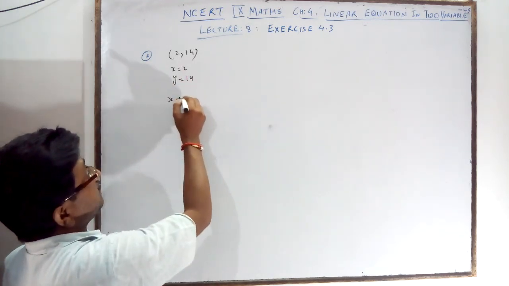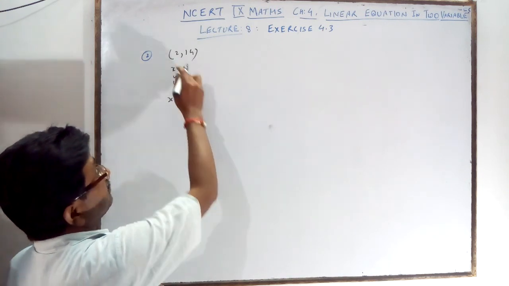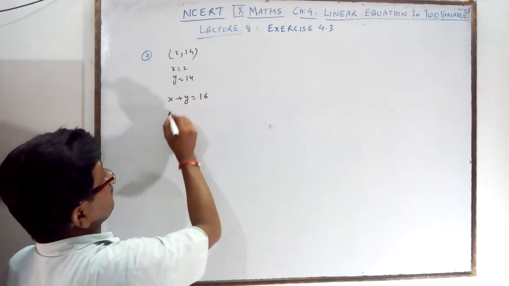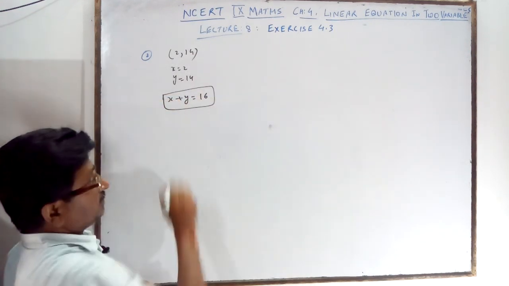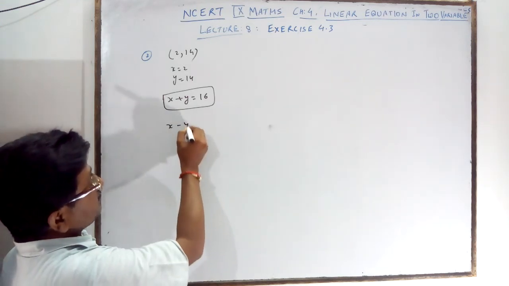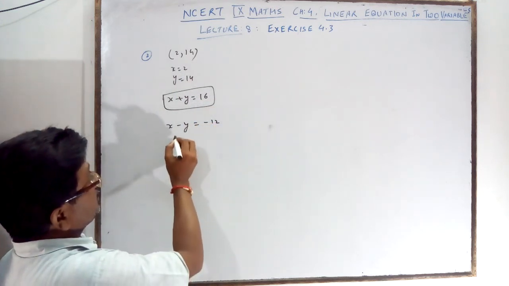So x plus y is equal to 2 plus 14. What are you getting? 2 plus 14 is 16. It is one equation. One part of the question is over. Like this, anything you can draw. x minus y is equal to 2 minus 14, that is minus 12.